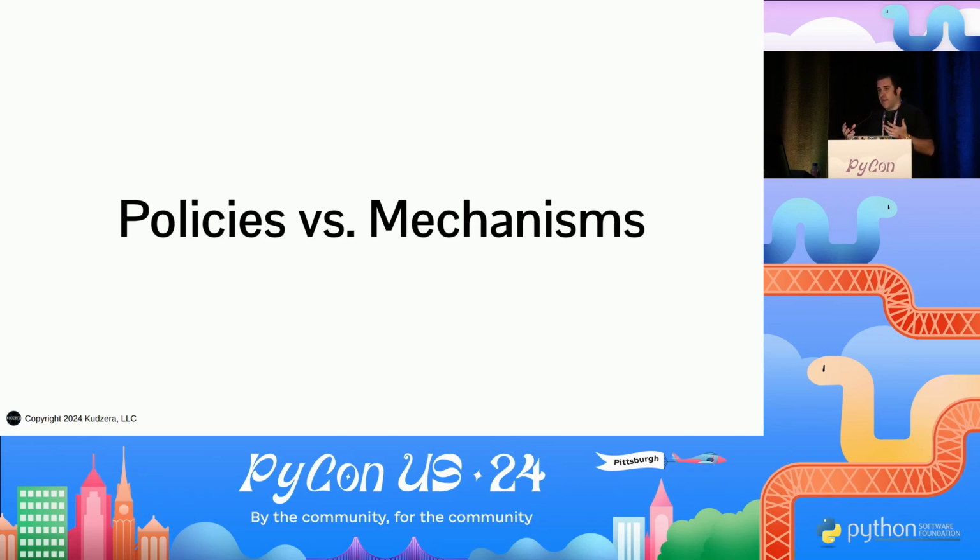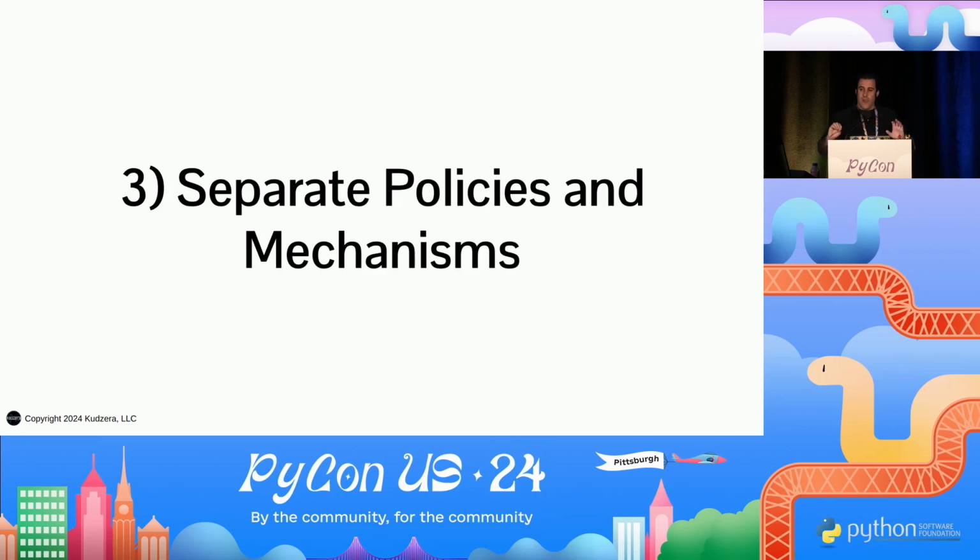My mechanisms are the how I'm going to go do that. How am I doing data storage? How am I doing redundancy? How am I doing persistence? How am I doing caching? You want to separate your policies and your mechanisms.